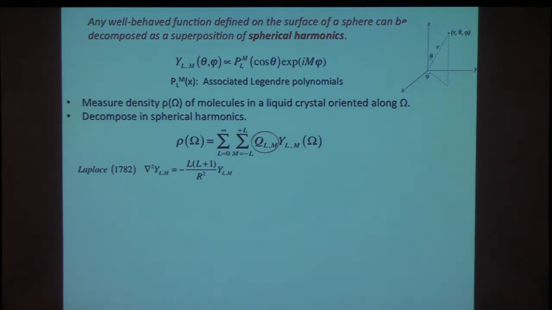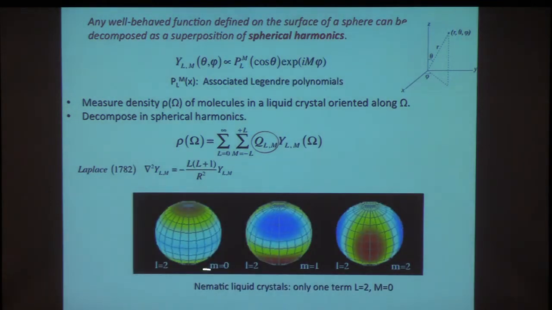Good. Okay, so let's assume that we have measured it. And here is L equals 2, M equals 0. This is a nematic crystal, only one. For your pleasure, here I show the spherical harmonics for L equals 2 and M equals 1, and L equals 2 and M equals 2.